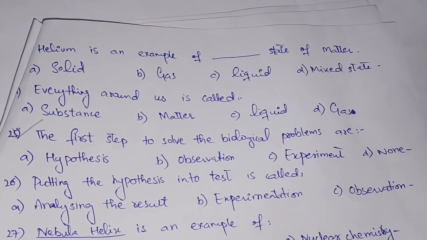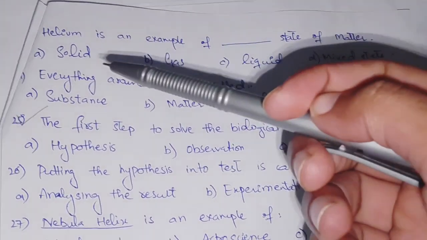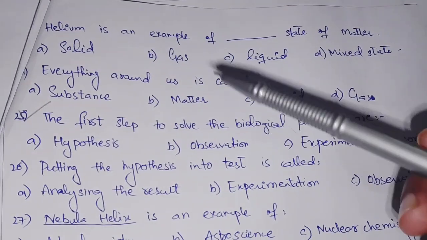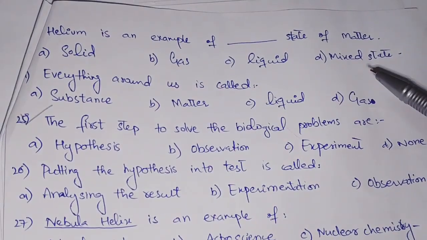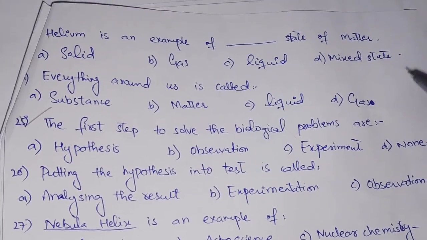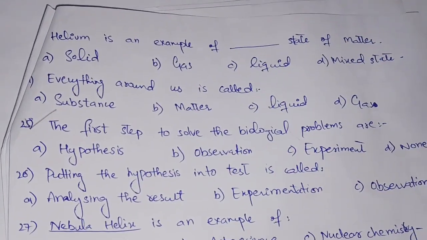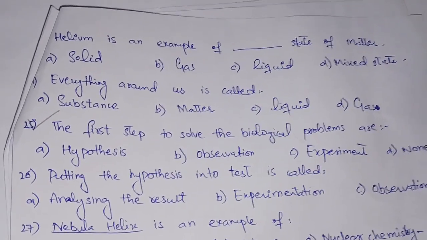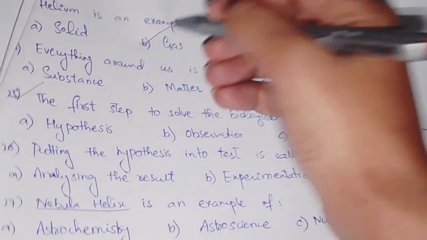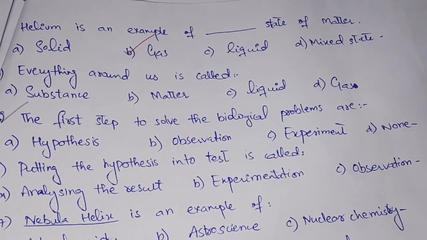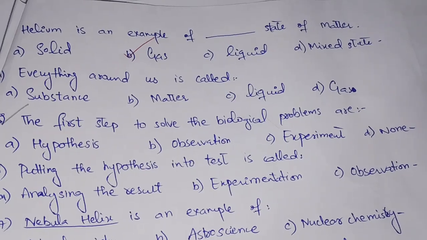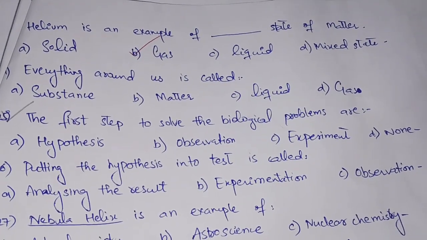Helium is an example of which state of matter? We have option A, which is solid, then gas, liquid, and the mixed state. Helium is a gas. So option B is the correct option, which is gas. So the gas state of matter goes with the example of helium.